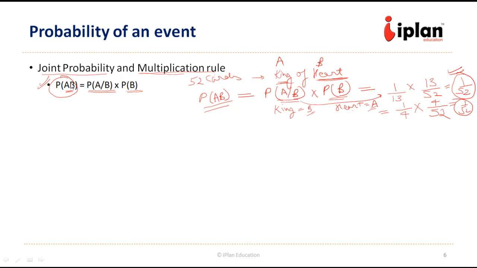So this is how we understand joint probability and multiplication rule. We can also write it as probability of B given A into probability of A. So it does not make any difference.